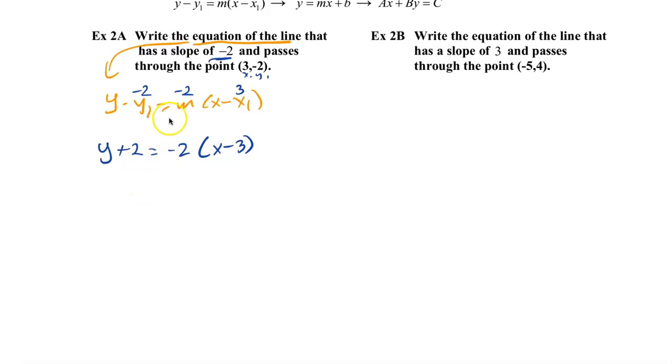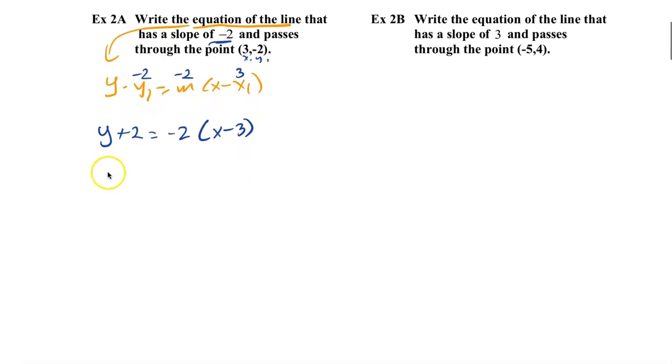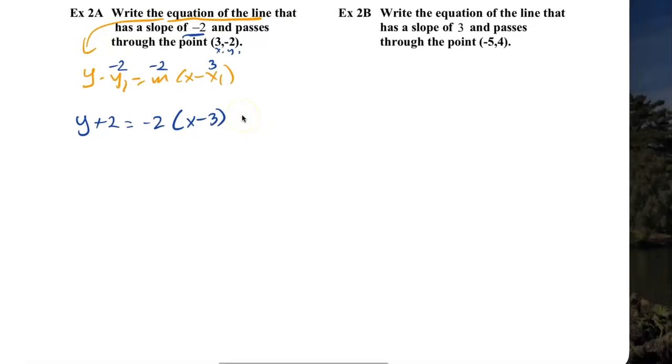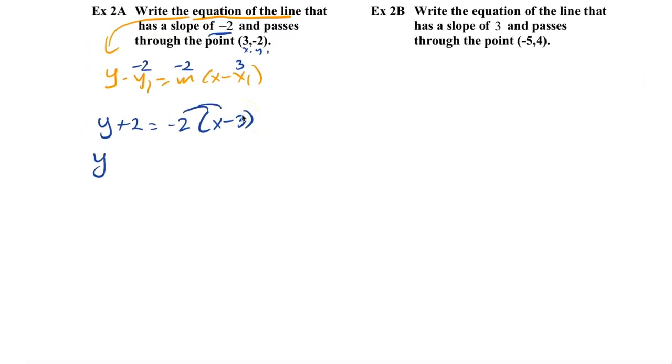And now I have point-slope form. So next, let's simplify this. So I get y plus 2 equals -2x plus 6. And then what we're going to do is put it in slope-intercept form real quick. Let's get rid of this 2 from both sides, minus 2, minus 2. So y equals -2x plus 4. Right? So I have it in slope-intercept form.